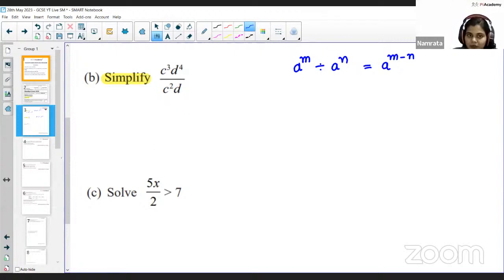So here, we'll be having c raised to the power of 3 minus 2. Again, d raised to the power of 4 minus, if we carefully observe here, we do not have any power, which means this is 1. This will be implicitly taken as 1. So here we have c raised to the power of 1, which can be written as c itself, and we have d raised to the power of 3. So that would be c d cubed.